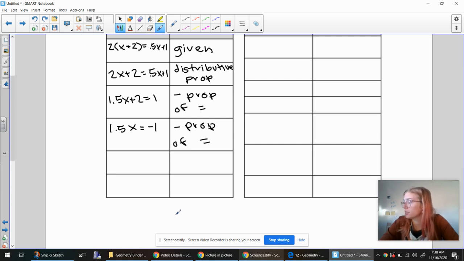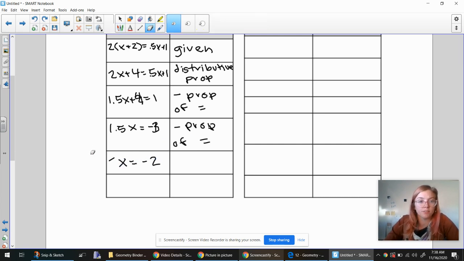Did I copy that down wrong? Oh, I distributed wrong. So this should have been 2x plus 4. Then I'm going to divide both sides by 1.5, and I end up with x equals negative 2.